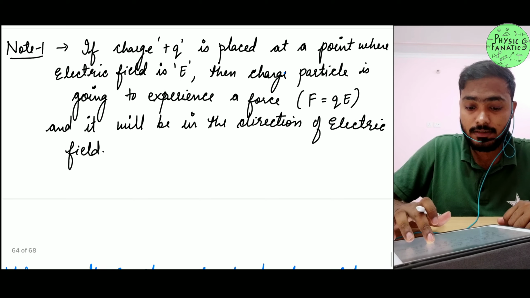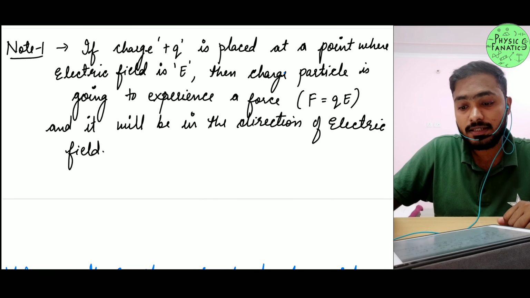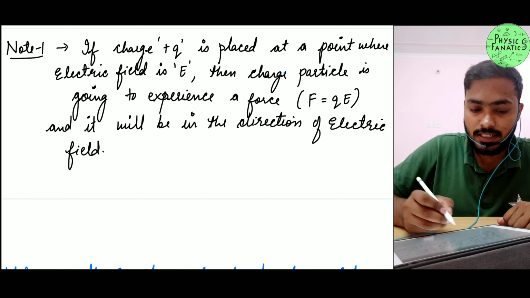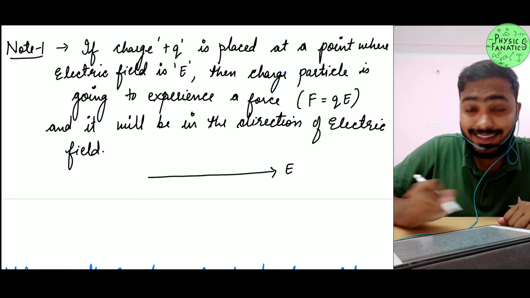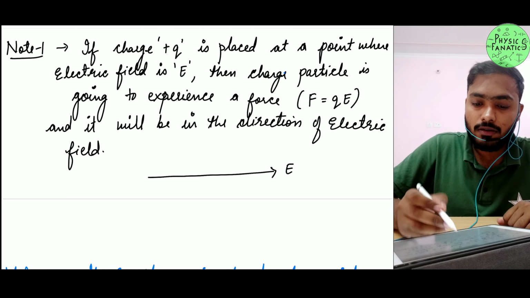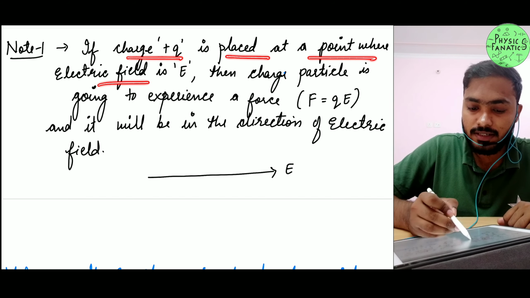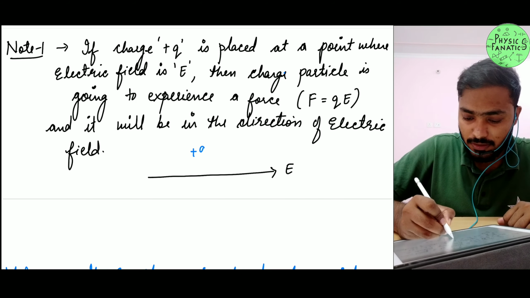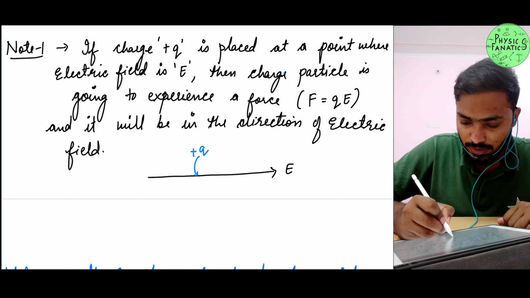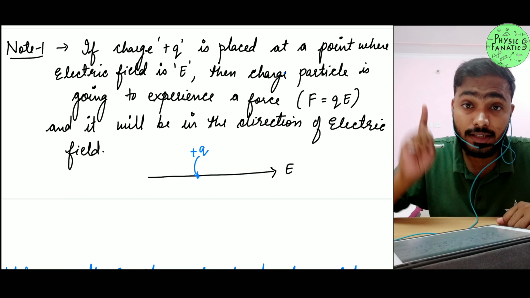So what does this note say? The note says that if plus q charge is placed at a point where the electric field is E, well, let me first draw the electric field. Let's say this is my electric field, let me call it E. Now according to the note, I have to place a plus q charge. This is my plus q charge, I'm going to place it at some point here, where the electric field is E.